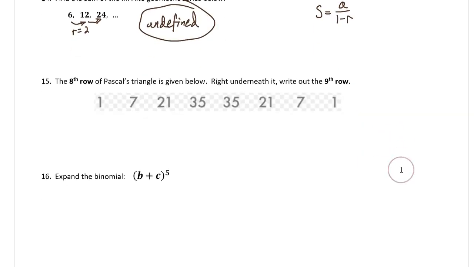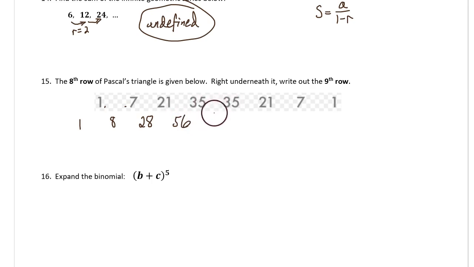Number 15, here's the 8th row of Pascal's triangle. Underneath, write out the 9th row. To build the rows of Pascal's triangle, you use the numbers from the previous row. Start the row with a 1, but then to get the next number, you add these together, 1 plus 7, and that makes 8. Then 7 plus 21, that's 28. Then 21 plus 35, that's 56.